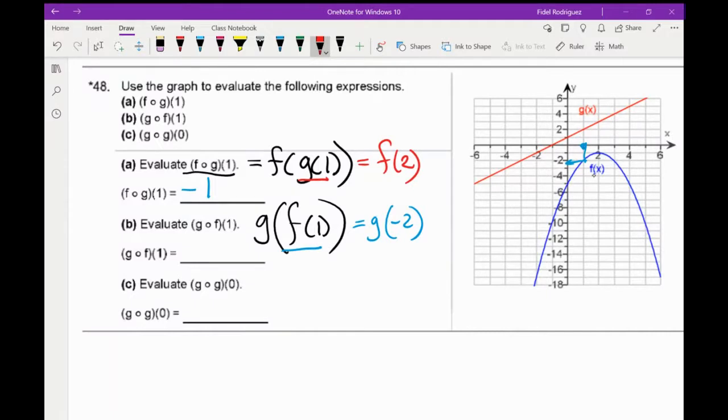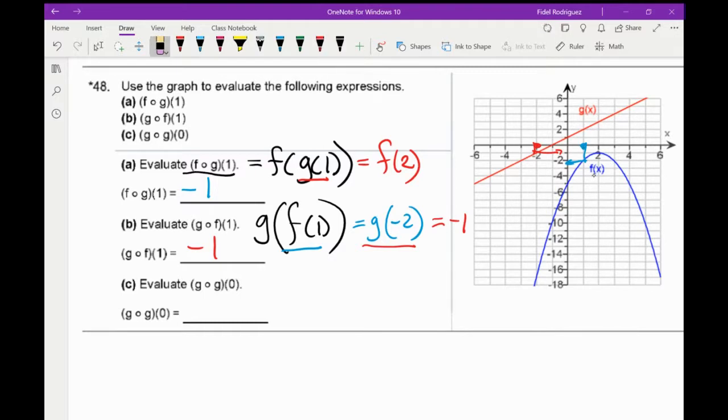Now what I'm going to do is I'm going to go to my x-axis. When x is -2, here's x is -2. And I want to hit the red function. So do I need to go up or do I need to go down? I'm actually going to have to move down, right? I got to move down just 1 spot. And so we end up with -1 here also. Okay.